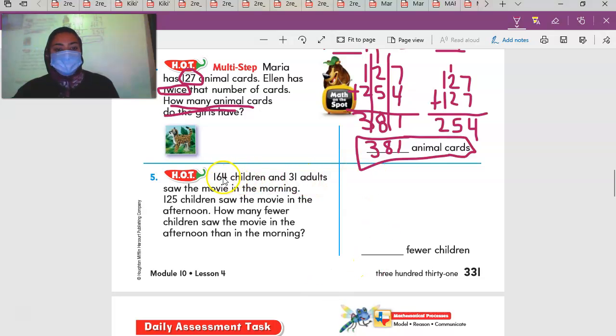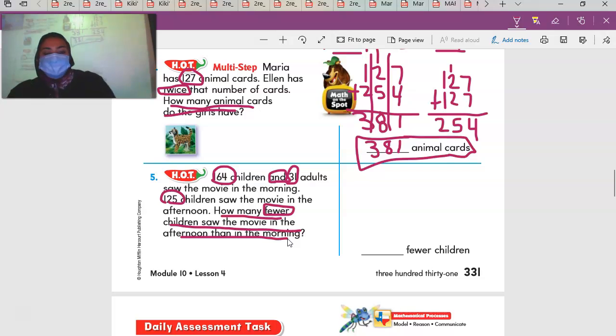All right, let's keep going. 164 children and 31 adults saw the movie in the morning. 125 children saw the movie in the afternoon. How many fewer, that means subtract, box that. How many fewer children saw the movie in the afternoon than in the morning?